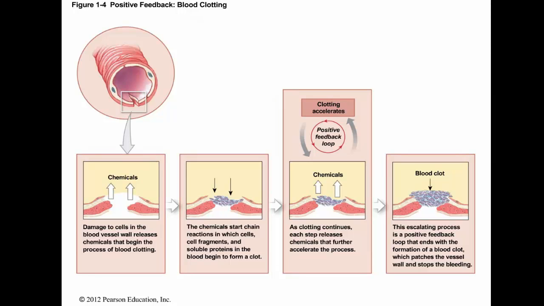What you really need to know about it is that I'm showing you two examples. One is a negative feedback loop, and this is an example of a positive feedback loop. Eventually, as the positive feedback loop closes, the blood clots and no further blood can leak out of the damaged vessel and bleeding stops.